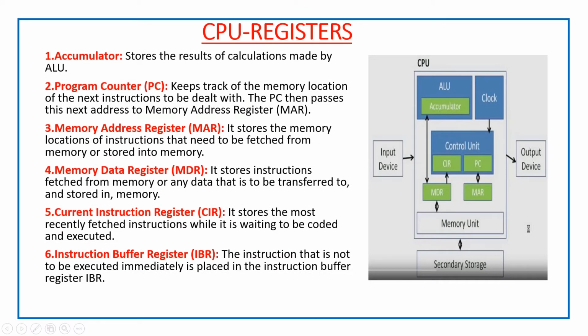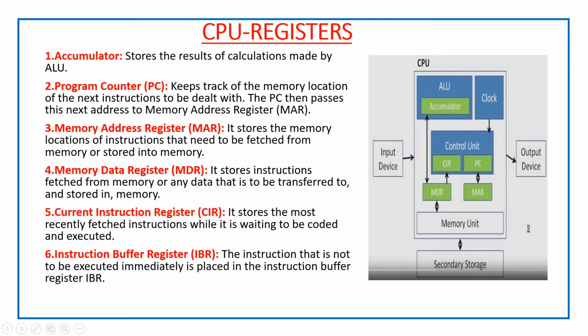CPU registers. These registers are part of the CPU. These registers are mainly the accumulator, program counter register, memory address register, memory data register, current instruction register, and instruction buffer register. What is the function of the accumulator? It stores the result of calculations made by the arithmetic logic unit. That means the results done by the arithmetic logic unit are stored in the accumulator.